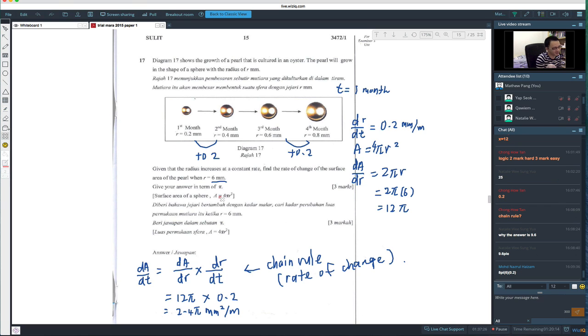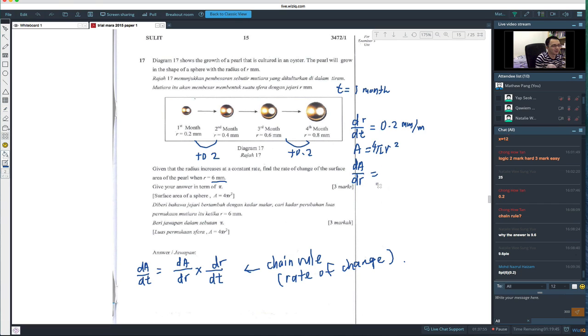Surface area of the sphere is A equal 4 pi r square. Then I will have some wrong answer here. So let me redo it again. I'm sorry. Yeah, so I differentiate this one. I get 9 pi r. My r is 6. So this is 54 pi. Is it 54 pi? Nice. Hey, why I got 9? I have no idea what's wrong with my brain.